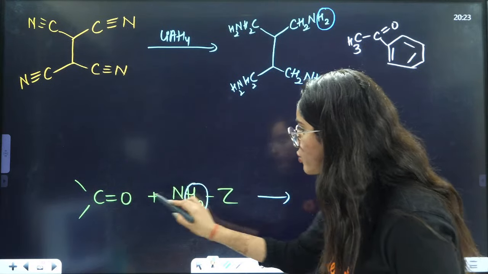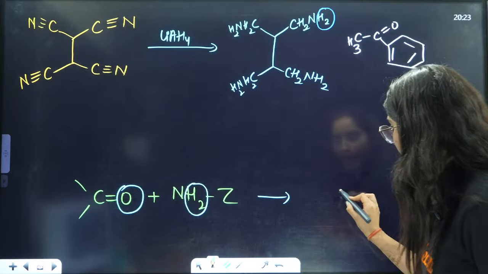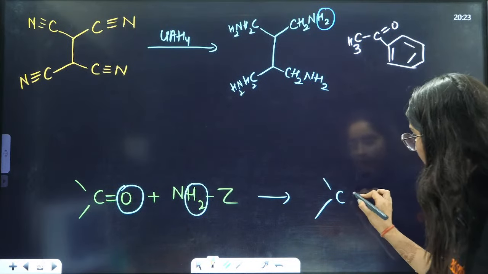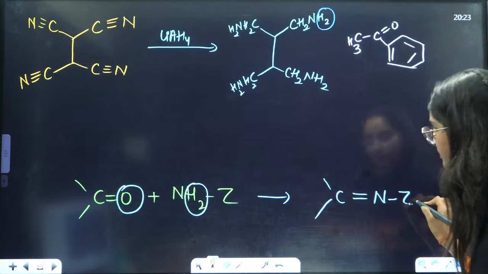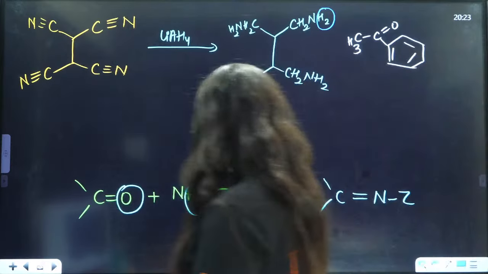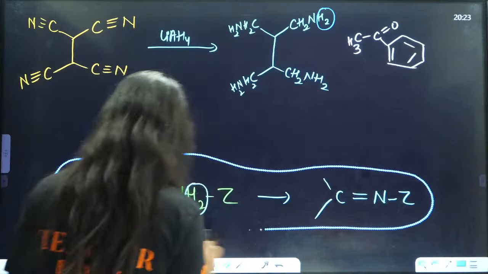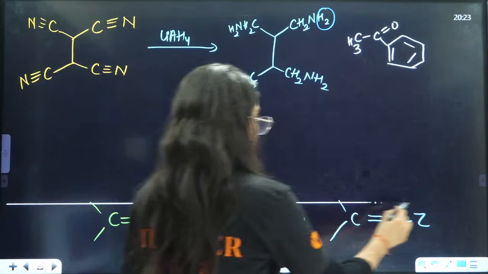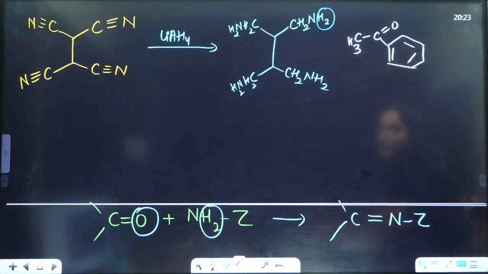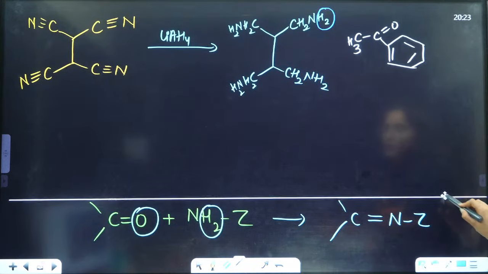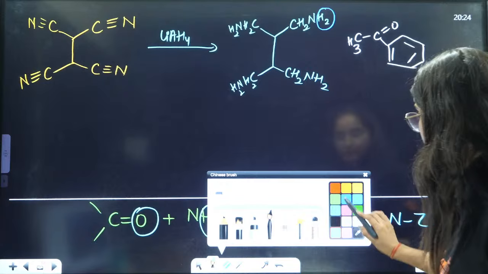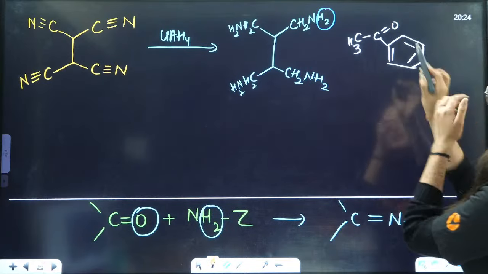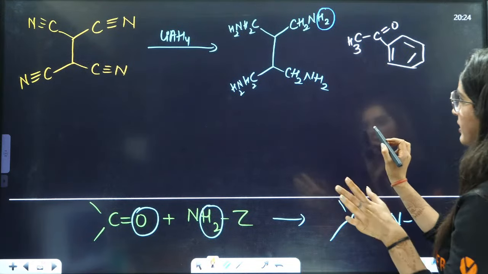This 2H and 1 oxygen will be removed and it will be C double bond NZ. That is the basis of this reaction. So it's the same thing that I'm going to do here. Let us see what I'm going to do. Basically this oxygen and this nitrogen will leave.